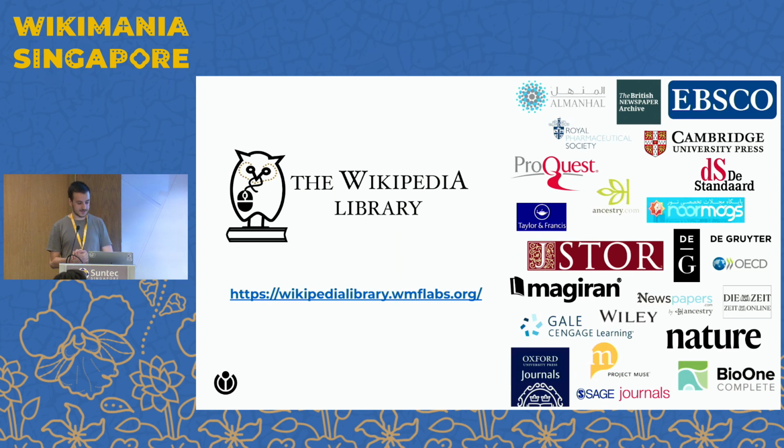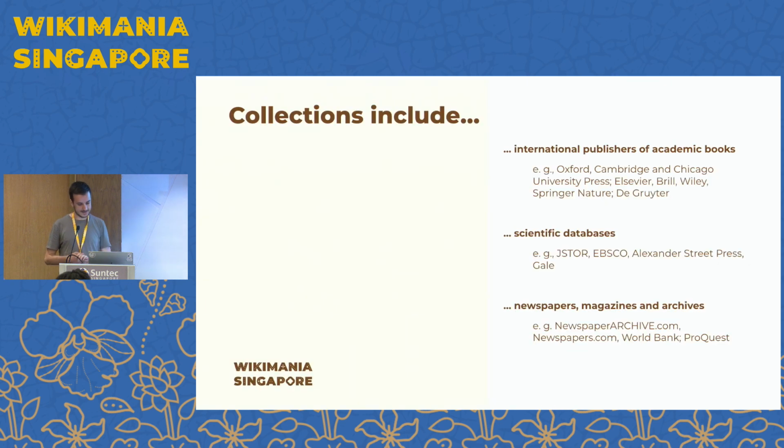So the Wikipedia library is a tool. It's hosted on Foundation Labs, so you can get access to it at this URL. I'm going to show you what's there in a minute, but if you want to jump in and start checking it out, that's the URL. And we've got access from a whole host of publishers, ranging from some of the biggest international publishers of academic books, Oxford University Press, Cambridge University Press, Elsevier, Wiley, Springer Nature, lots of scientific databases, also lots of newspapers, magazines, archives, some really quite niche databases. There's quite a breadth of stuff there, quite a breadth of language coverage, not as much as we'd hope, I'll talk about that, but really a lot of content that we think is pretty useful.